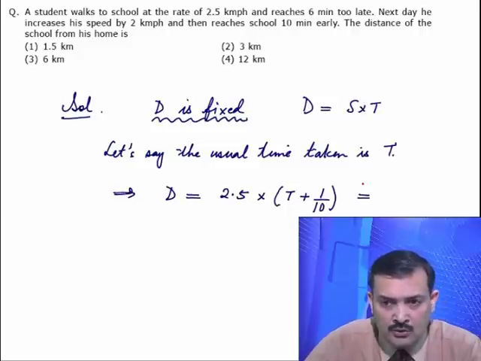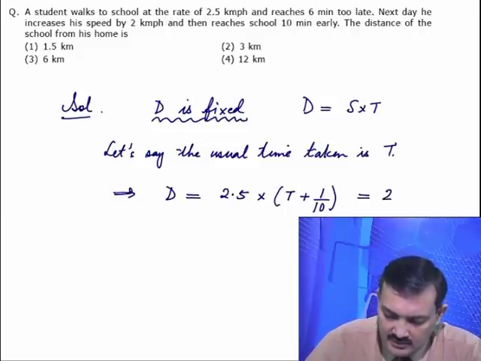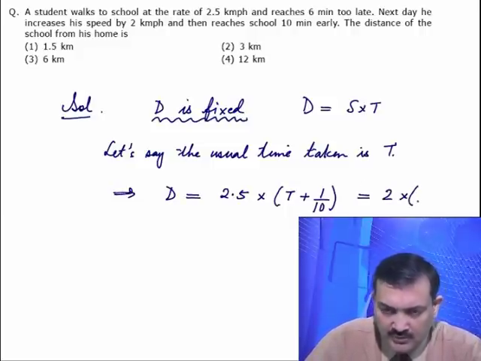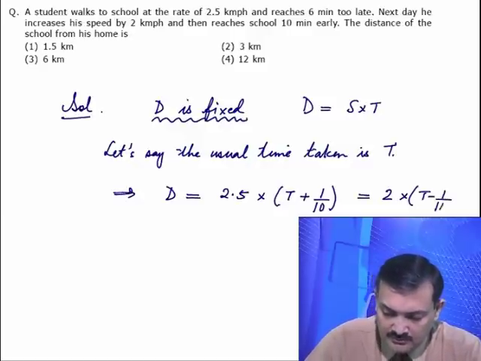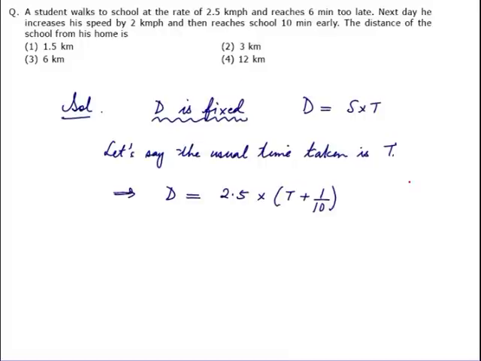But distance also is speed, which is 2.5, into the next day he reaches 10 minutes early. Good. Now what happens the next day? The next day he increases his speed by 2 kmph. So now the distance is fixed. 2.5 goes up by 2, becomes 4.5, and he takes 10 minutes less. So that will be t minus 1 by 6, because 10 minutes is 1/6 of an hour.